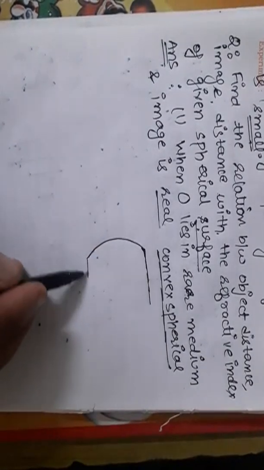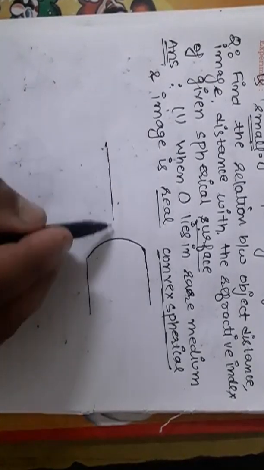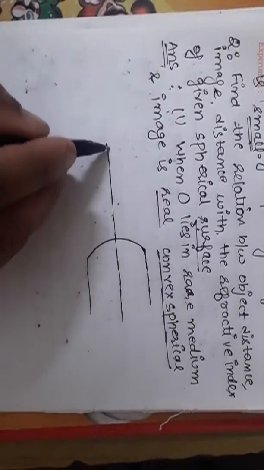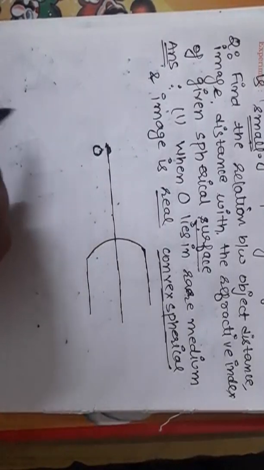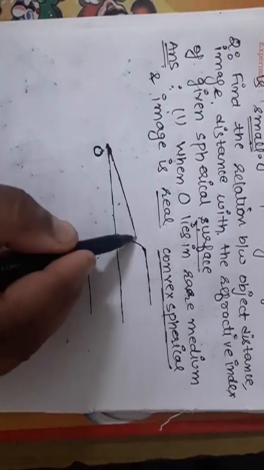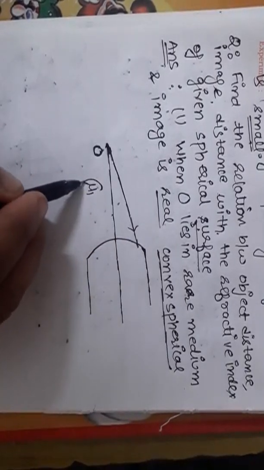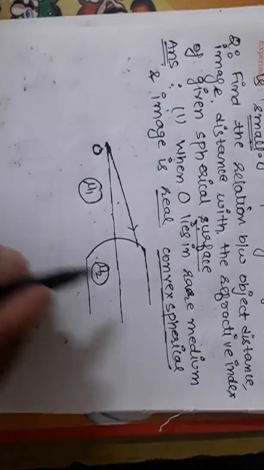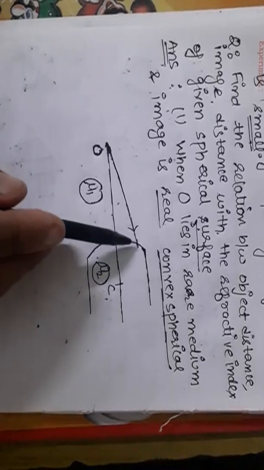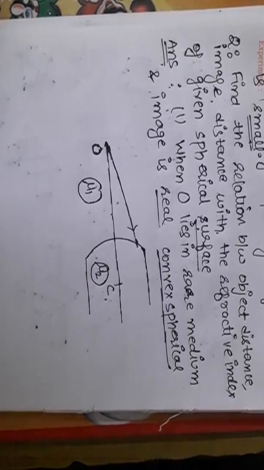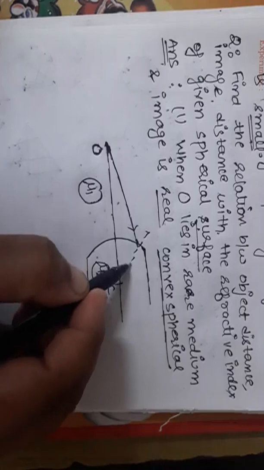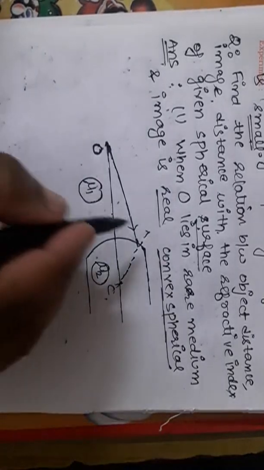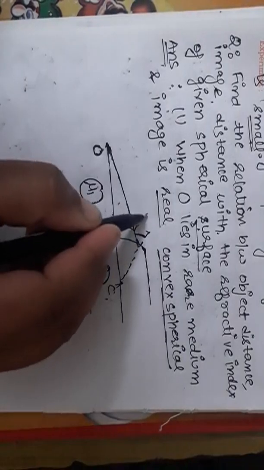This is the convex spherical surface. Here you draw the principal axis. Here is the point source, the object. Light will go this side. Its refractive index is mu1, the rare medium. Inside, the refractive index is mu2, the denser medium. There is a point, and from this point you draw a normal which passes through the center of curvature. This is called the normal, and this angle is called the angle of incidence.